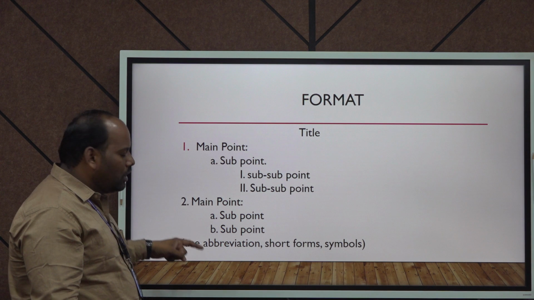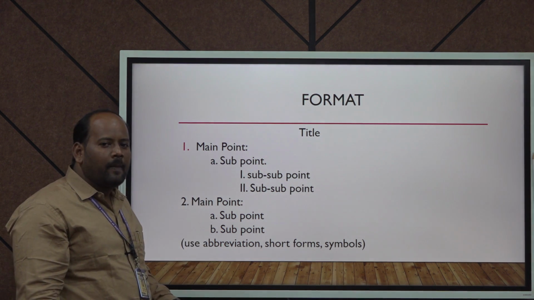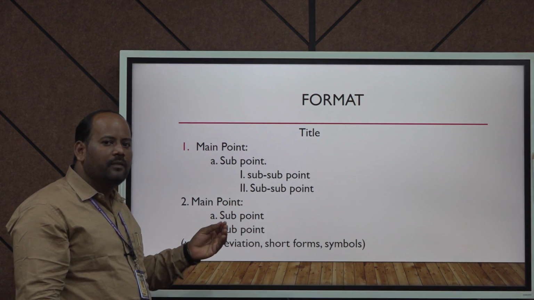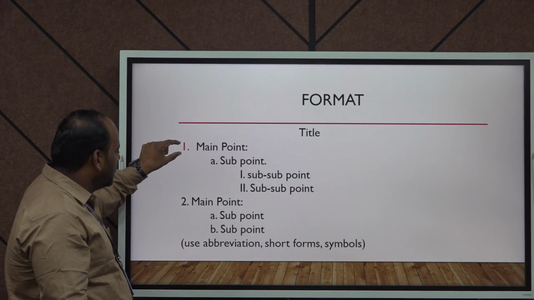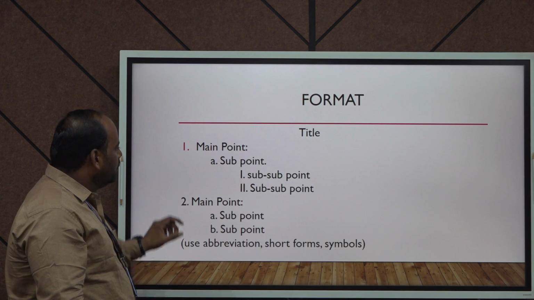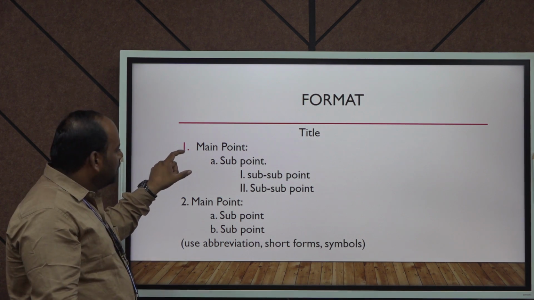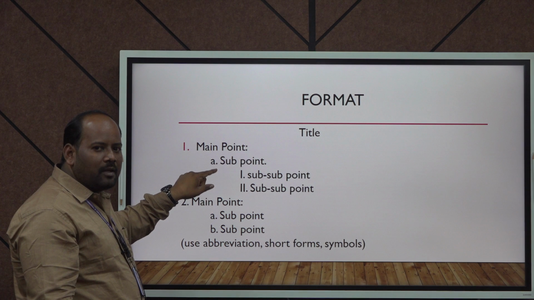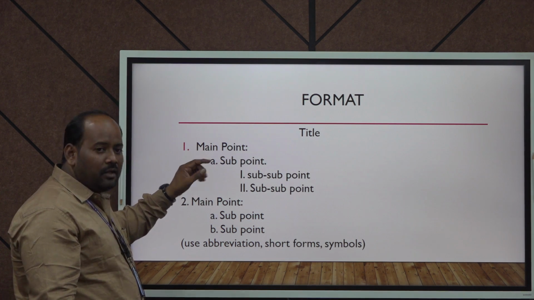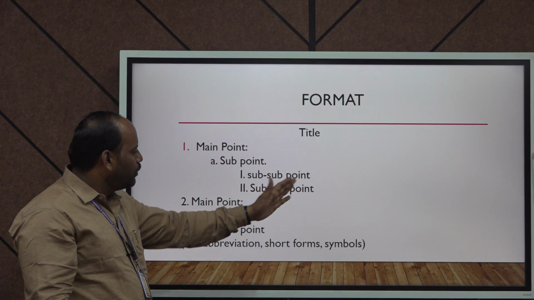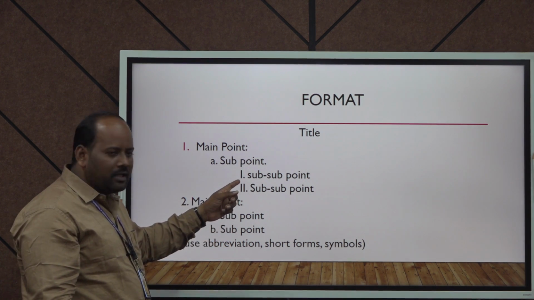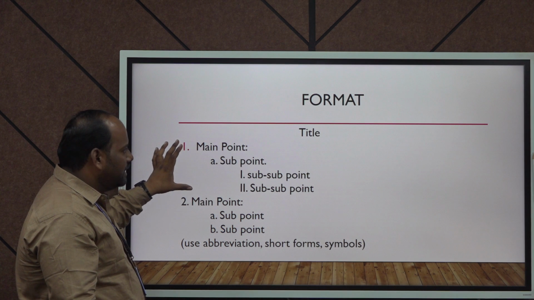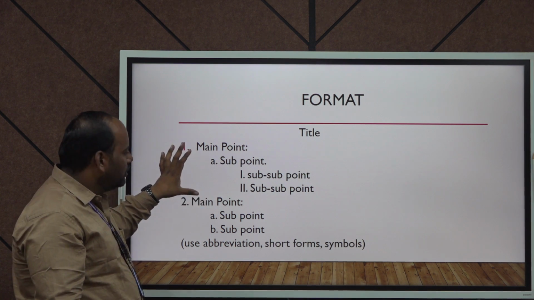Then we need to identify the main points. In a passage maybe 4 to 5 main points are there. So you just list them out like numbers 1, 2, 3. If you are using numbers here, then you can use alphabets for your sub points. Point A. If you have another sub point, you can change the pattern of numbering again. Roman letters I have used here. So this is the exact pattern we need to use in note making.